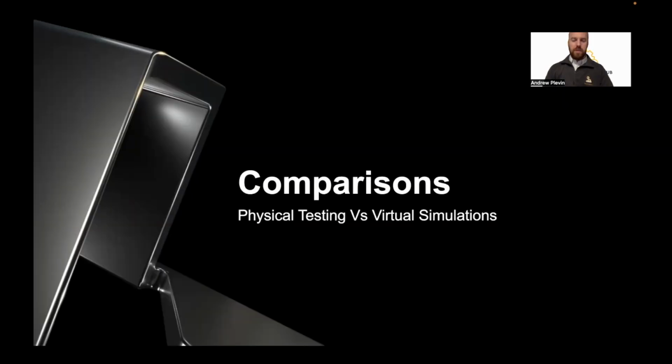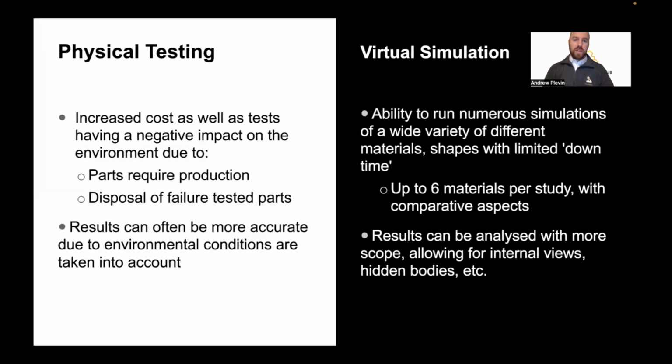So now that we have an idea of what it's doing, we can start to make some comparisons between physical testing and virtual simulations. Physical testing generally costs quite a bit in order to get the test equipment and a safe working environment to do it in. Part of this cost is the fact that you need to produce the parts that you're going to test. And there's an issue with the environment in that you're usually disposing of failure-tested parts as well. However, there are some advantages as results can often be more accurate due to environmental conditions being taken into account.